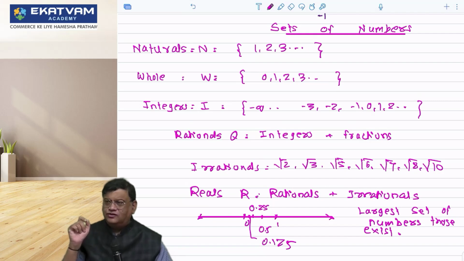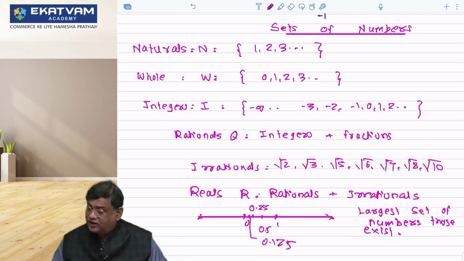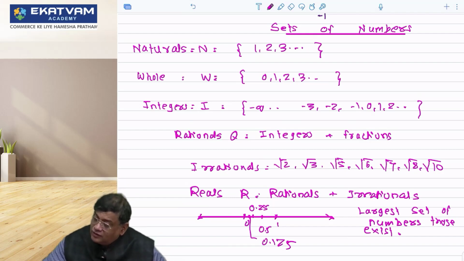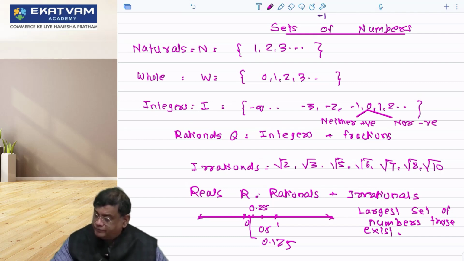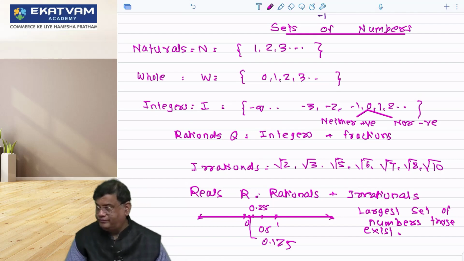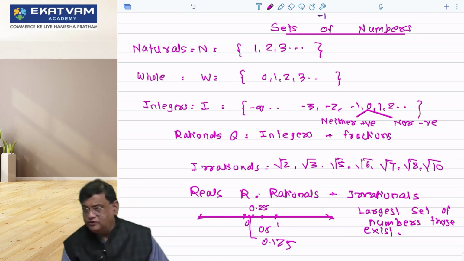So N is the set of naturals. W is the set of whole numbers including 0. I is the set of integers, negatives, 0 and positives. See, 0 is neither positive nor negative. 0 is inert. 0 is not positive, 0 is not negative.